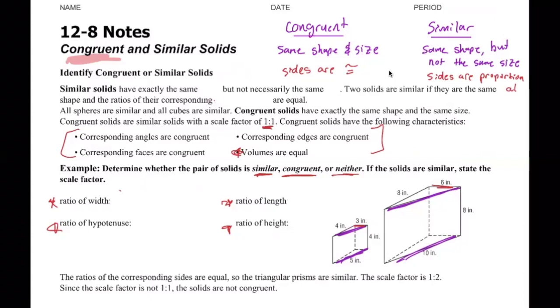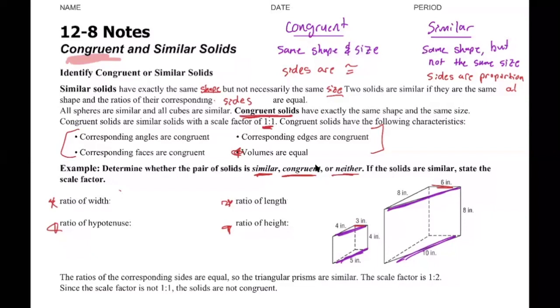All right, so filling the blanks here real quick. Similar solids, again, same shape, but not necessarily the same size. So it's just saying two solids are similar if they are proportional, right? If the ratios of their corresponding sides are equal. And then jumping down to congruent solids.